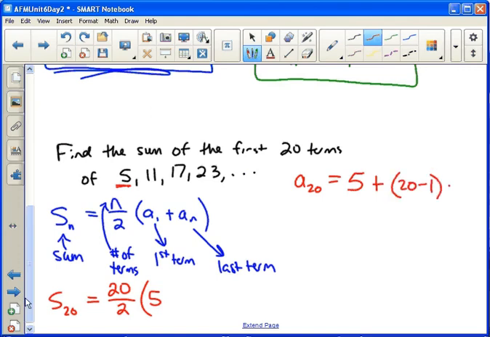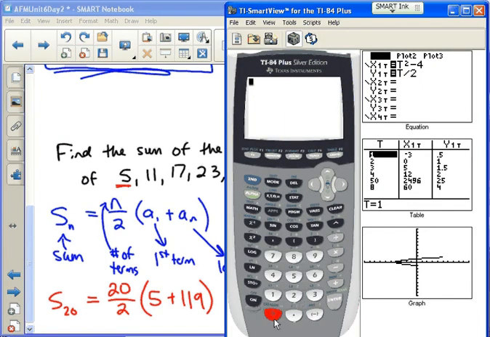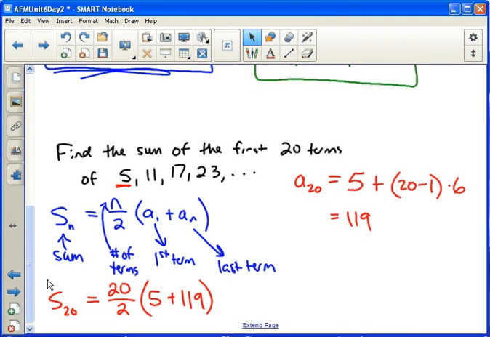So I get 5 plus 20 minus 1 times 6. If I'm not mistaken, that is 119. Let me double check, make sure. Yes, that's 119. So that's our final term, and we put it in there. So we add our first term, and we add our last term, and then multiply by n over 2. And let's get our calculator, see what this gives us. 20 over 2 times 5 plus 119. And we get 1240. So that's our sum. Now that's how to use the formula that'll be on your formula sheet.